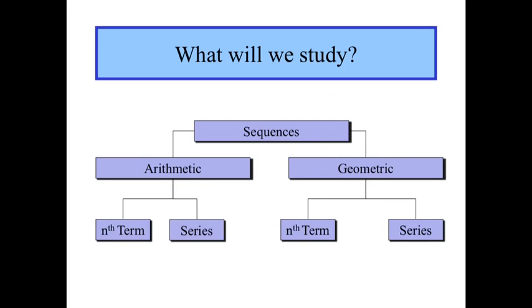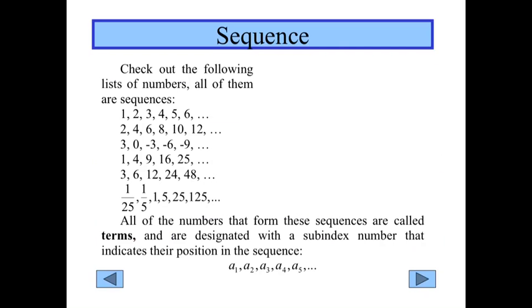All it really is, is a list of numbers, and we're going to be looking at two types of sequences, arithmetic and geometric. On top of understanding what they are, we're going to need to know how to calculate the nth term of both of them and the series of both of them. You'll see that it's not very hard to do. These are easy points in the exam, okay?